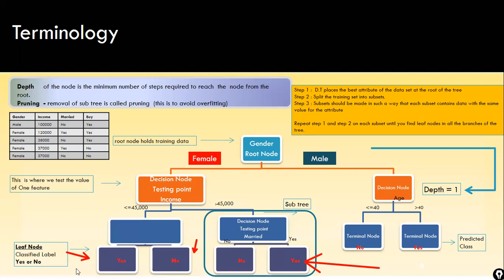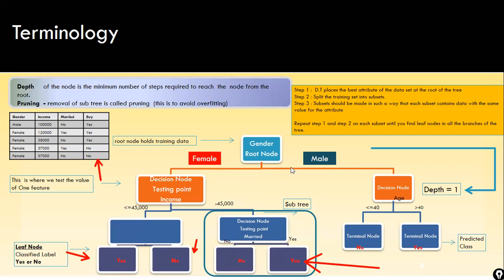Just by looking at the tree, anybody can gain insight. Okay, so this is my data set: gender and income, married and buy. So whether the customer is going to buy or not, this is my dependent variable. The rest of them are my independent variables.